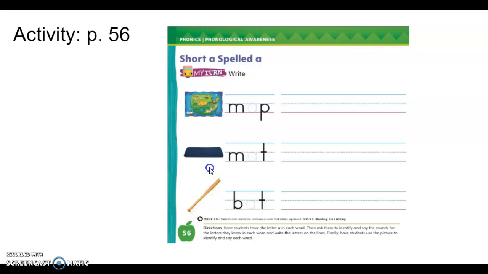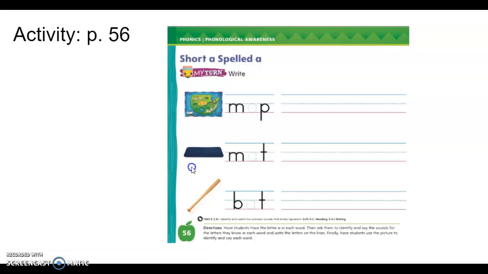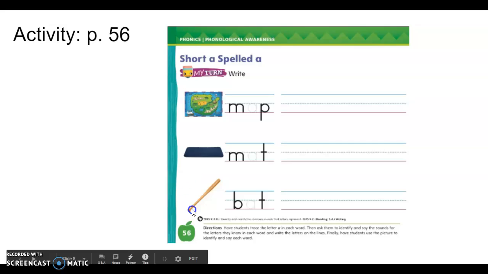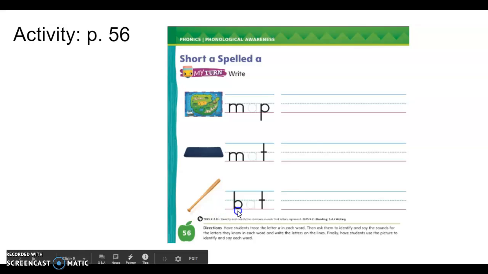I want you, as you're doing this, to be saying the sounds to yourself, just like Miss Shaw is doing. So let me show you exactly what it should look like. This third picture is a baseball bat. So I'm going to look at the picture. I'm going to say to myself, that's the word bat. And I'm going to look at the letters and sound it out.